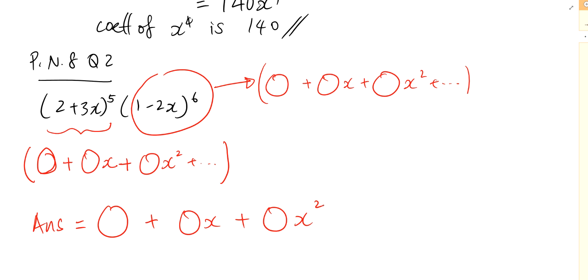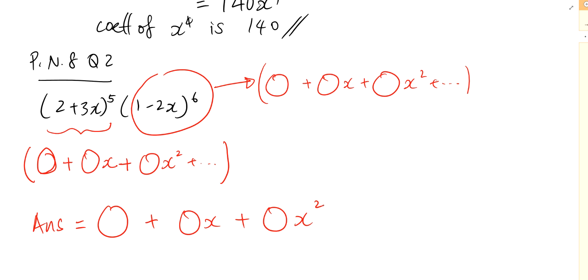The reason why I'm telling you this is that I don't want you to go and expand it entirely. If you expand it entirely, you're going to get six terms, you're going to get seven terms over here. Then you realize that I don't need so much of them. Okay? So we realize that the final answer should look like this, the first three terms.